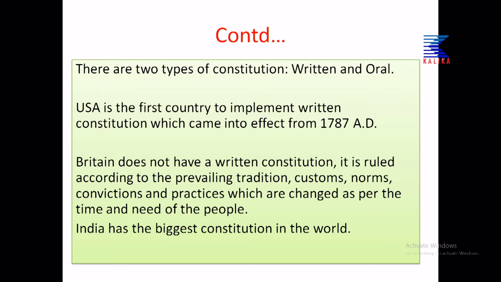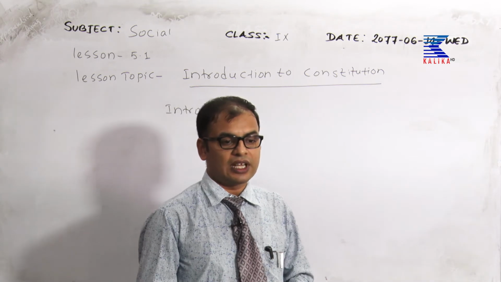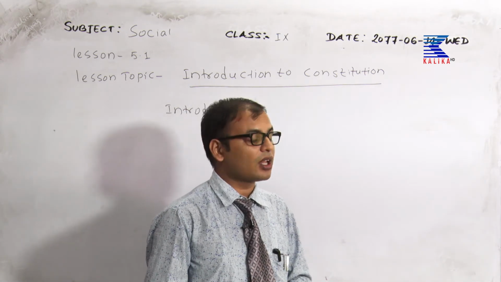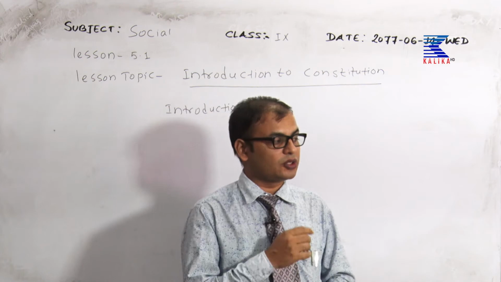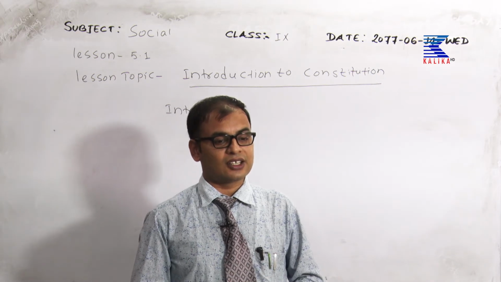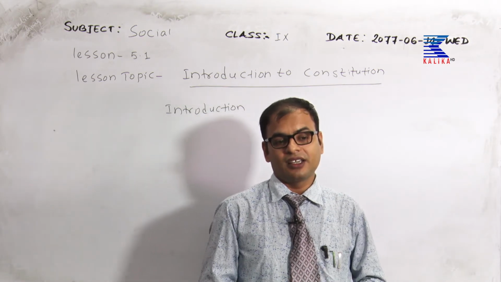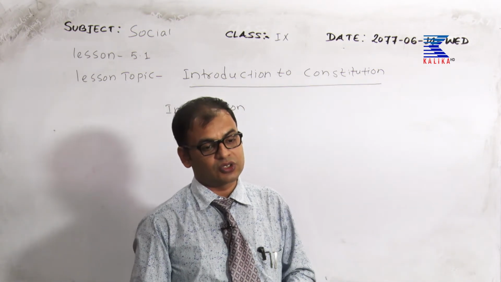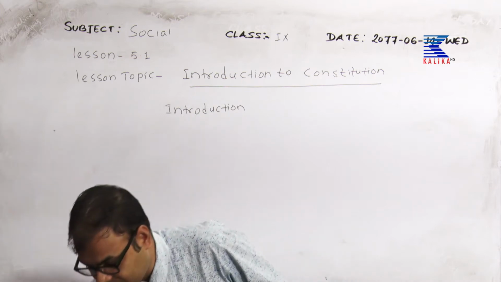So, Britain is the only example where there is no written constitution and the country is ruled according to the oral constitution. Similarly, I have one more piece of information for you regarding the constitution: India has the biggest constitution in the world. So, the oldest constitution of the world is the Constitution of the USA, and the country having no written constitution is Britain. In the same way, the country having the biggest constitution of the world is India. Okay, I hope you are clear about that.